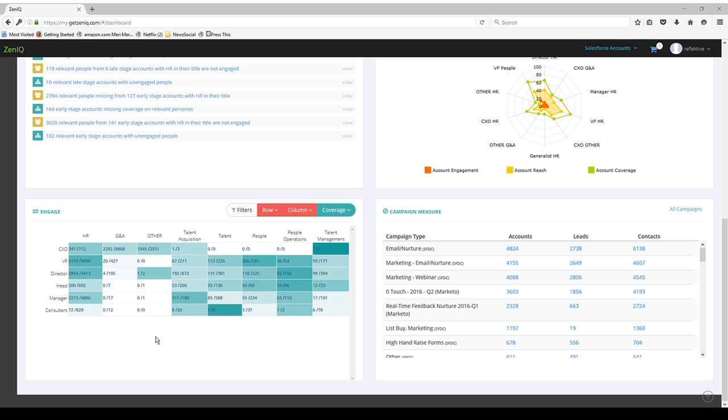Now let's take another look a little bit deeper. This is where the ZenIQ powerful data science comes into play. First, we do all the work of pulling together your CRM, web, and marketing system data. We match all the records of people at the account level that you have had a relationship with, that you know about, that you've marketed to along the way.